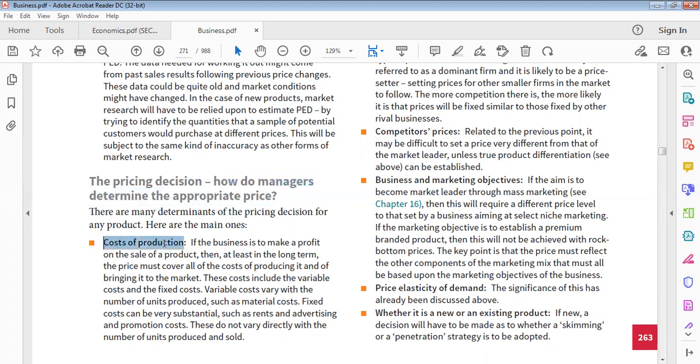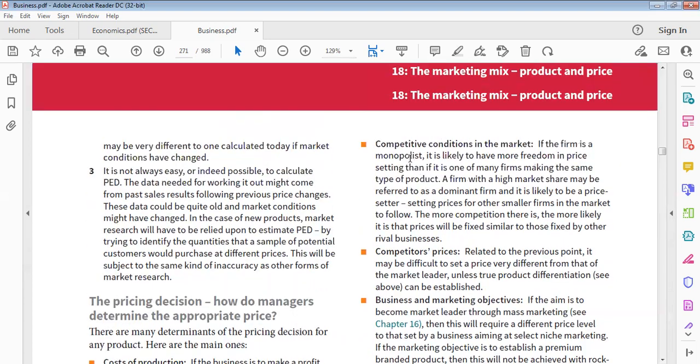So obviously, the first thing is cost of production, right? Because you cannot charge a price that is below the cost. Otherwise, you make a loss, right? So first, you must consider the cost of production. And we have learned yesterday about variable cost, fixed cost, those things. So those are the things that have been discussed here. So let's go to the next one.